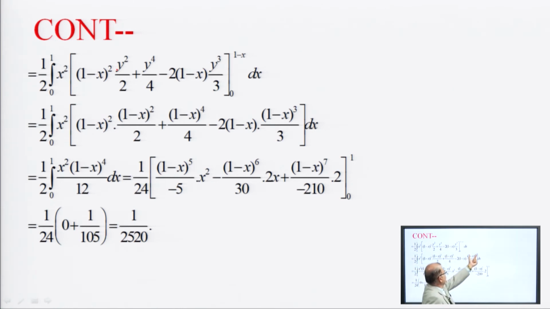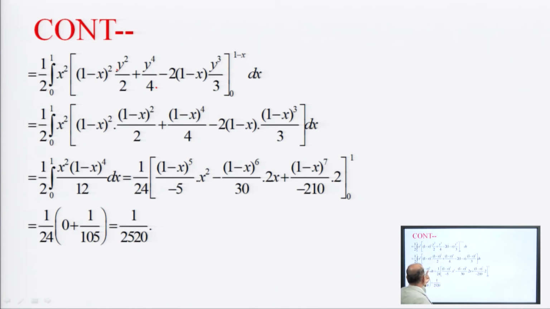Y cube means 1 minus x whole cube. Putting 0, it is 0, and it is 0, which means the lower limit vanishes. After solving we get x square into 1 minus x raised power 4 by 12 dx.